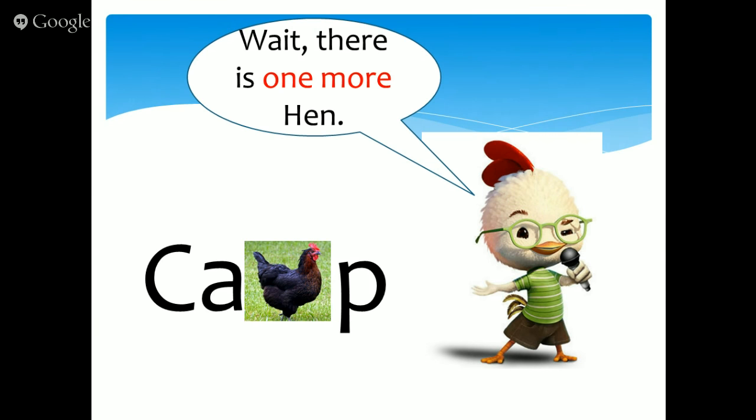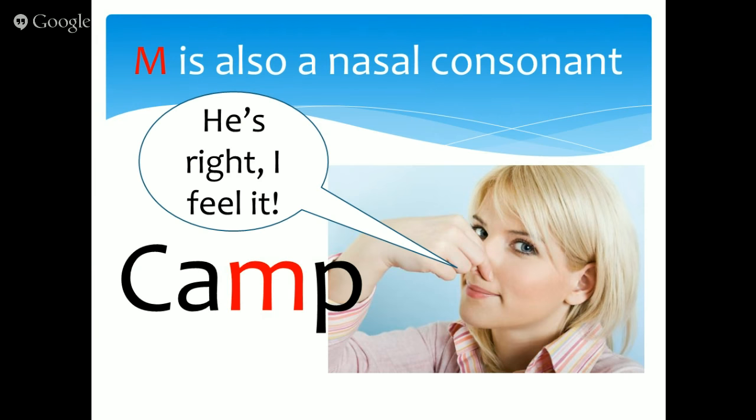Now wait, Chicken Little says, there's one more N. Huh? Well, M, I think is what he means, is a nasal consonant. And if you say camp, right when you say the M in camp, you will feel your nose vibrate. Camp.